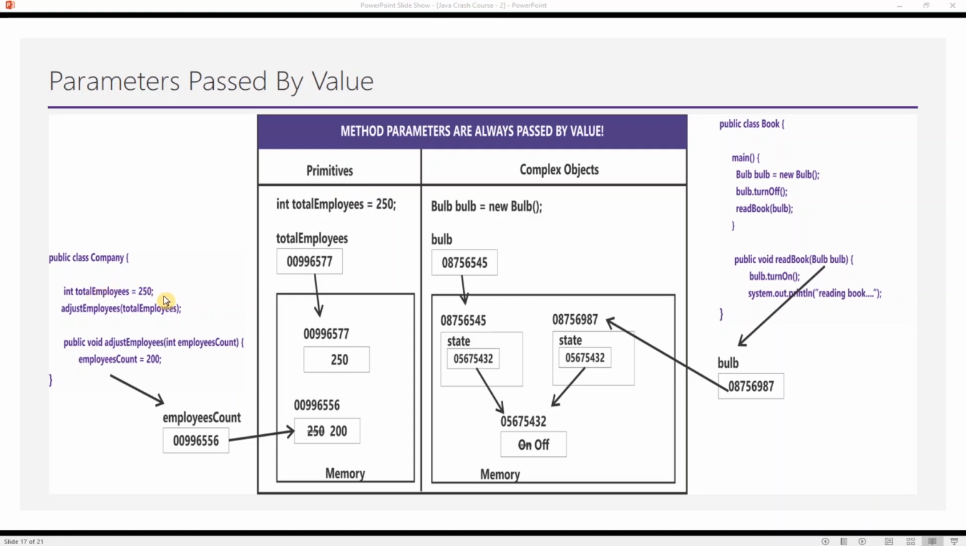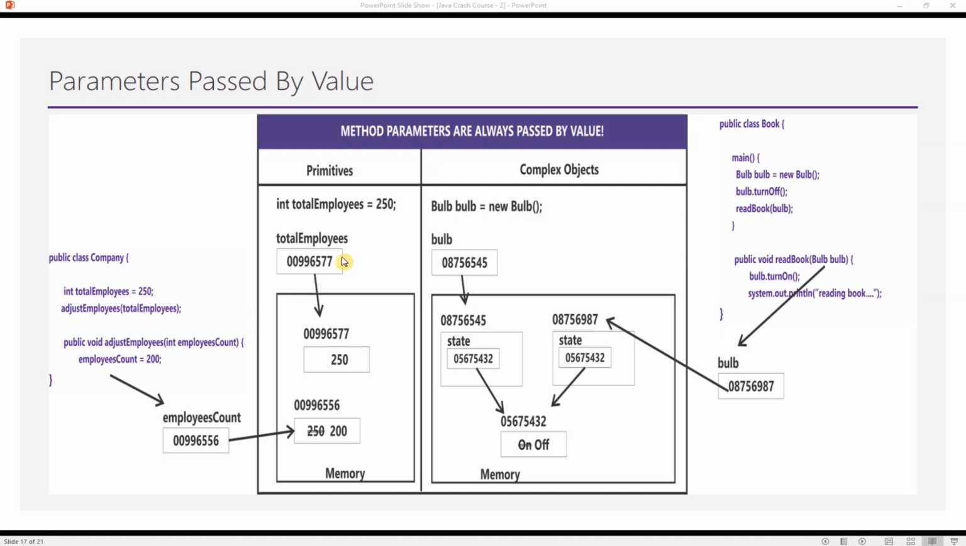Here you can see that we have declared a variable named totalEmployees of type int inside class Company and set its initial value to 250. Later, we call method adjustEmployees, passing in the variable totalEmployees as an argument to this function.